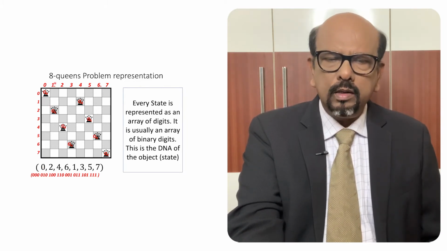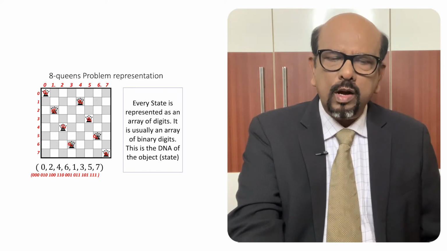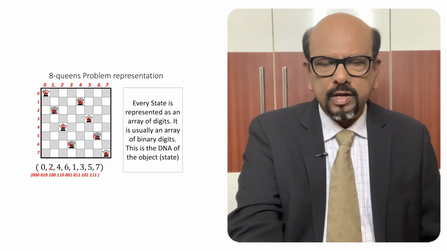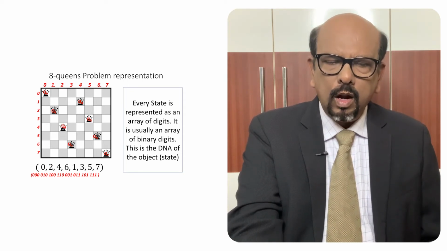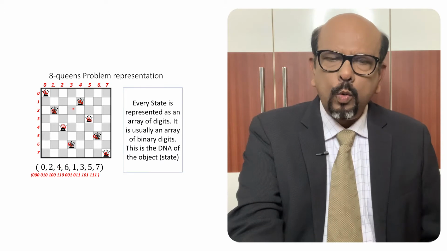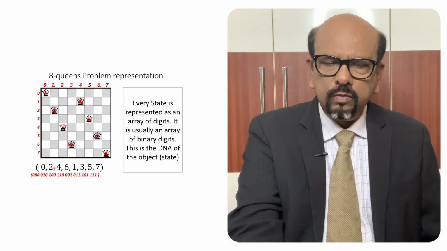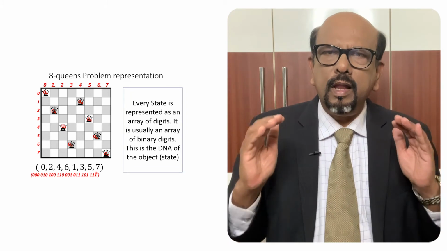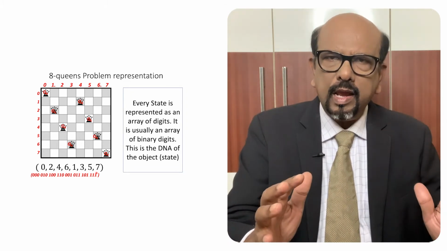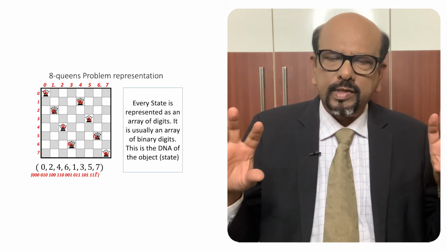Similarly, queen 1 can be positioned in any one of the rows 0, 1, 2, 3 up to 7. We have positioned it in 2. Queen 2 is positioned in row 4. Queen 3 is positioned in row 6. So 0, 2, 4, 6, 1, 3, 5, 7 is the DNA of this state. So the state is represented by a DNA, a sequence of numbers.